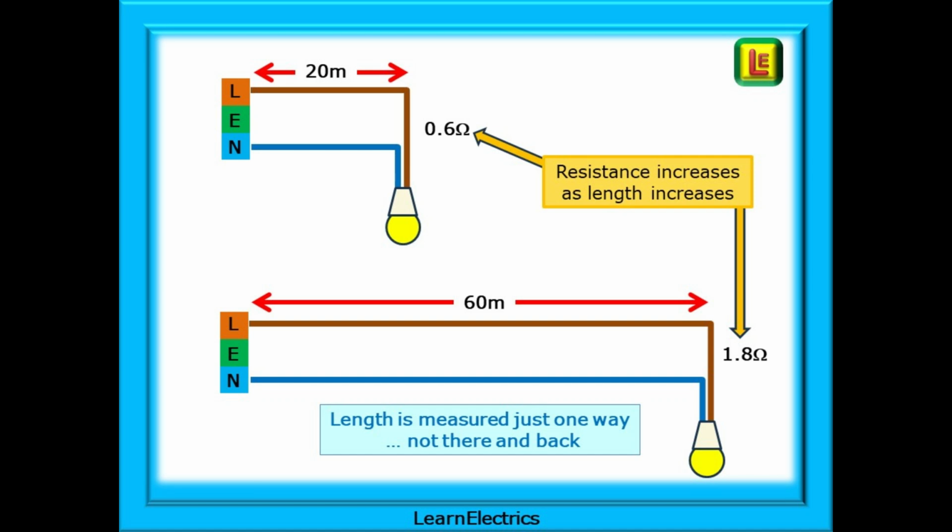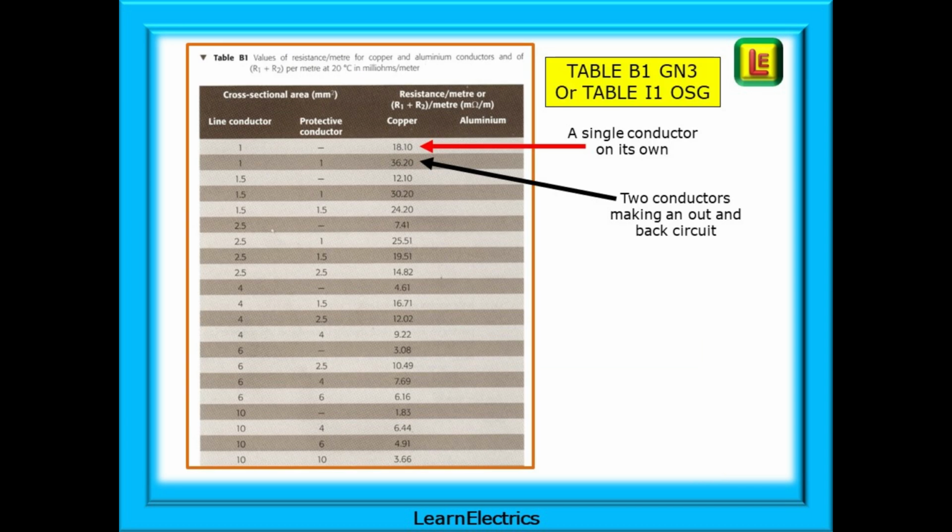First of all, understand that as the circuit length increases, the conductor resistances will increase, shown here in this simple drawing. To calculate conductor resistance, we need to refer to table B1 in guidance note 3 or to table I1 in the on-site guide. The first entry here shows that 1 square millimetre copper conductor has a resistance of 18.1 milliohms per metre length, where milliohms is 1,000th of an ohm.